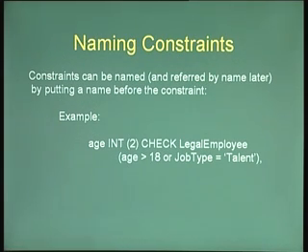It is possible to give names to constraints that we declare in SQL, so that they can be referenced by their names rather than by their actual conditions. This slide shows such an example, where the check on the minimum age of an employee is given a name, legal employee: age int of 2, and a constraint called legal employee, which is check age greater than 18 or job type equal to talent.